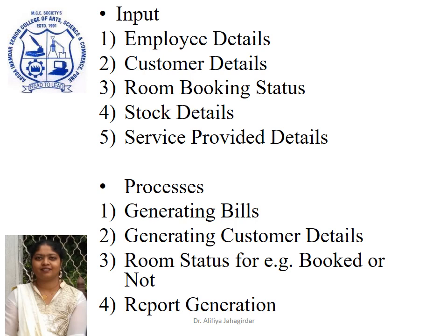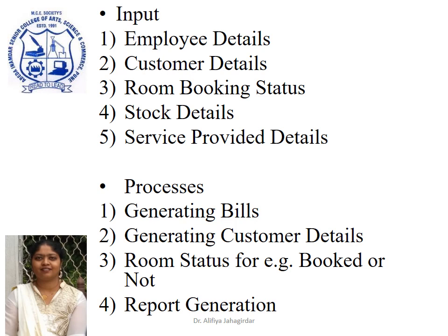The next is service provided details. What are the services your hotel is providing? It is providing a swimming pool, a gym, food, a theatre. These are all details of the services provided by your hotel. So these are the inputs given to your process. Now what are the processes involved in your system, which are going to help me get the desired result? The first important process is generating bills.